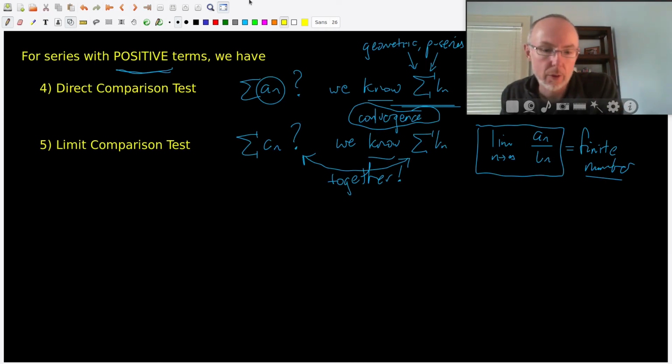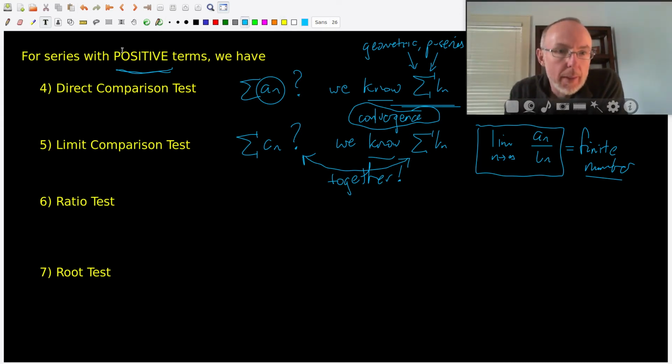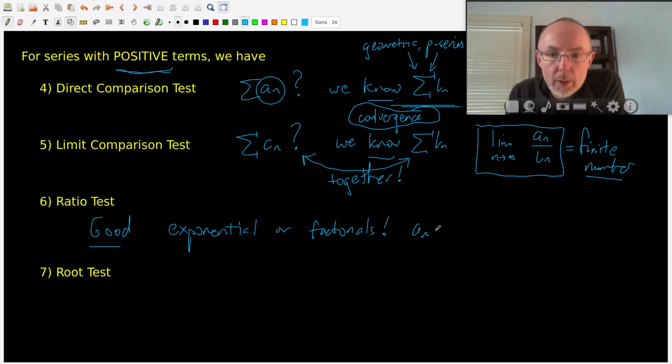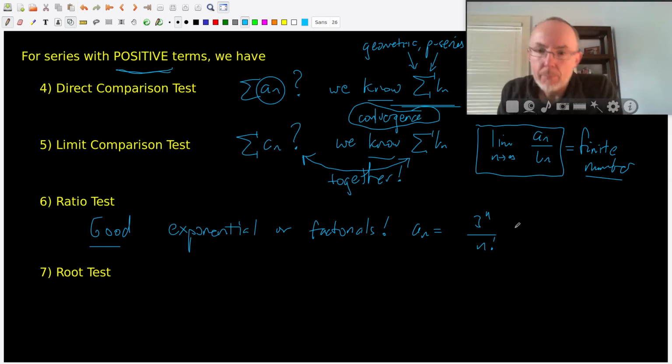The next level of complication is the ratio and root tests, the ones we've just talked about. Now, the ratio test is really good if you have terms that involve exponentials or factorials. So if you see exponential or factorial terms in the nth term, this is really good. A sub n is maybe 3 to the n divided by n factorial. Anything that involves factorials, exponentials, maybe other terms as well. Maybe there's an n cubed there as well. It doesn't matter. As long as there's an exponential or a factorial involved, this ratio test will be useful.